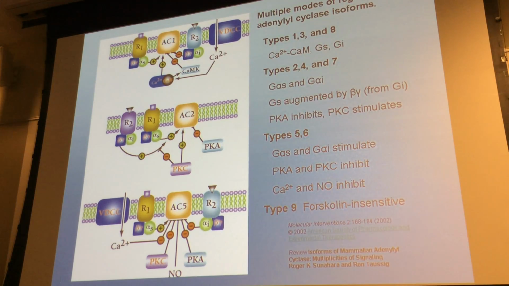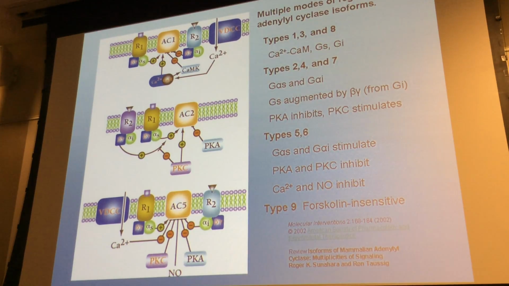And this isn't right. Take the word stimulate out. I thought that I had taken it out, and evidently it didn't get saved. So the GI inhibits, the GS stimulates. So that's what you're seeing over here. GS stimulates, you've got a little positive sign. GI inhibits, you've got a little negative sign.